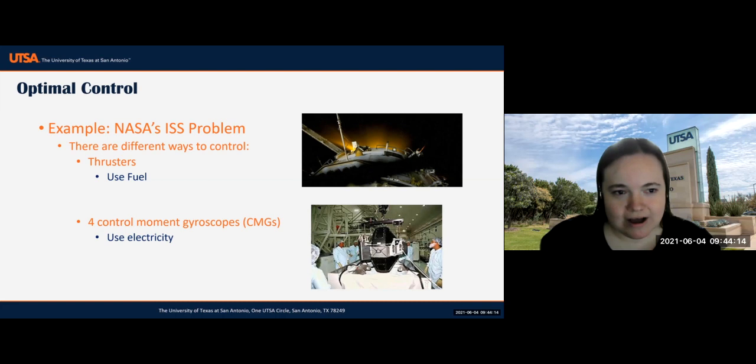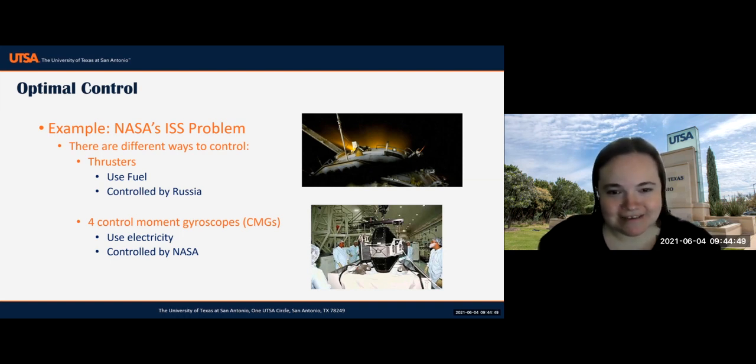And these two different ways to control it have some different features that were pretty relevant and kind of annoying from the perspective of having to use those thrusters. So the control moment gyroscopes used electricity, which the ISS has solar panels, so that is a renewable source of energy for the ISS. The thrusters use fuel, and fuel is incredibly expensive to transport up to the ISS. Also, and perhaps actually more motivating for NASA to look into this problem, the thrusters are controlled by Russia, and the control moment gyroscopes are controlled by NASA. So every time NASA needed to do a major adjustment, they had to coordinate with Russia, which was found to be less than ideal by some of the people at NASA.